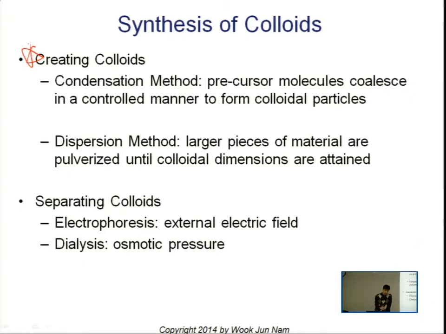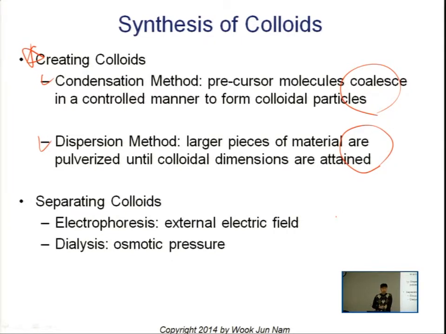There are two ways of creating a colloid. One is condensation, and the other is dispersion. The condensation method basically synthesizes the colloidal materials. I will show you the videos in a couple of slides. The other method is to make small nanoparticle structures out of a big chunk of material. Once we make those nanocolloidal structures, we can just filter them.